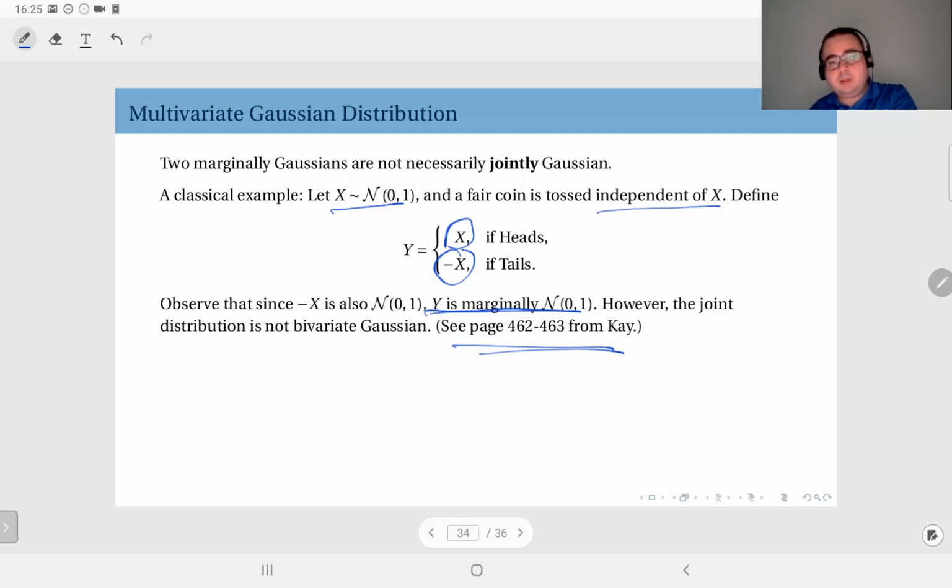However, if you look at the joint distribution, you'll see that it's not bivariate Gaussian. In fact, there is a plot of this on Casebook, and I recommend all of you check it out. This is a very important point: marginal Gaussian doesn't necessarily mean jointly Gaussian. The other direction is true. If you have jointly Gaussians, the marginals or any collection will still be jointly Gaussian.